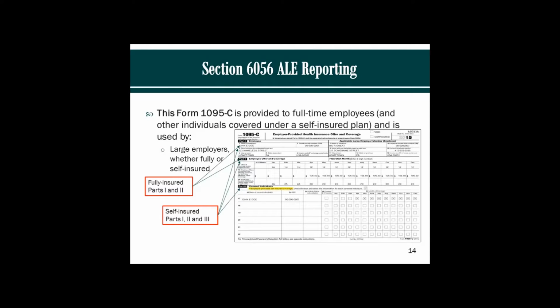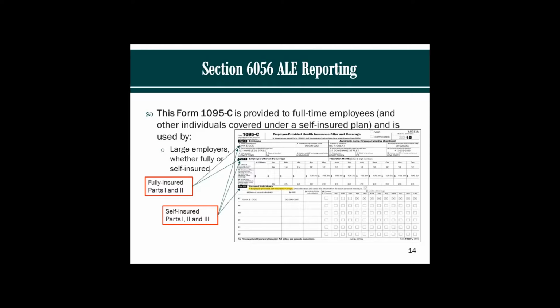So we also wanted to show you a sample of the 1095-C form, again, that goes to the full-time employees. And also would go to any other individuals covered under a plan if you're self-insured. So this form is used by large employers, whether you're fully insured or self-insured.